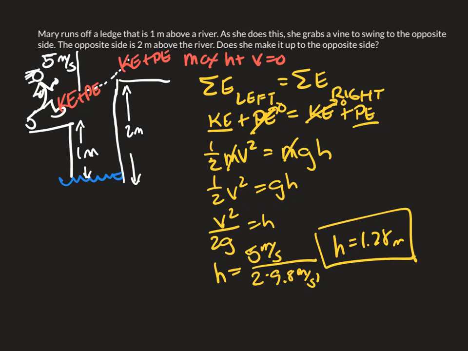So assuming there's enough vine to go horizontally across the river, she has enough speed at 5 meters per second to make it up to the height of that ledge and then some. So she can make a maximum height of 1.28, and the ledge on the other side is just 1 meter higher. So yes, she should be able to make it.